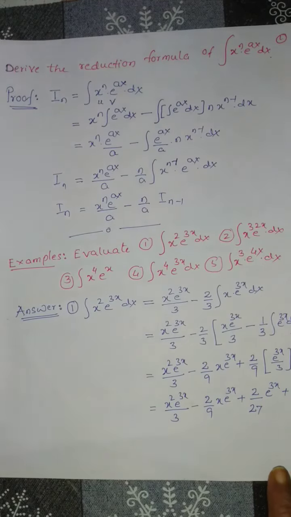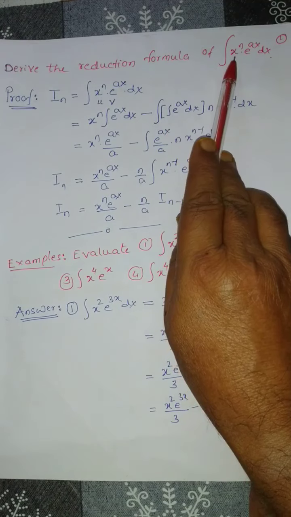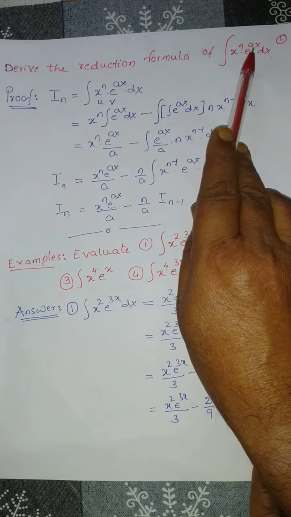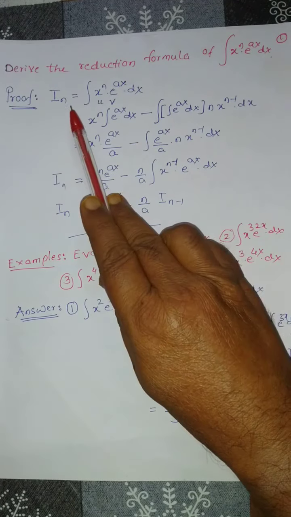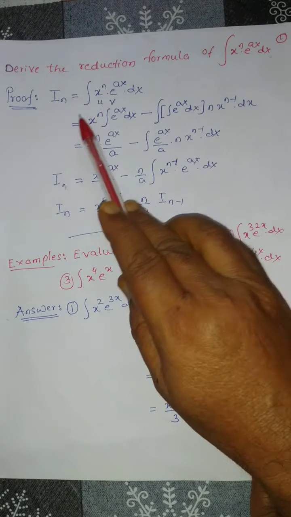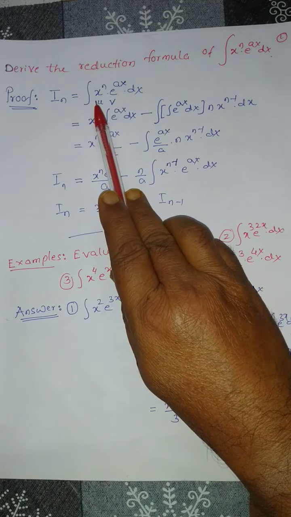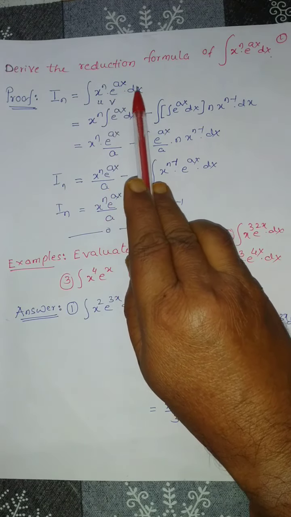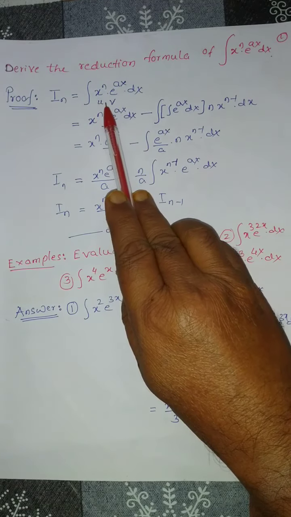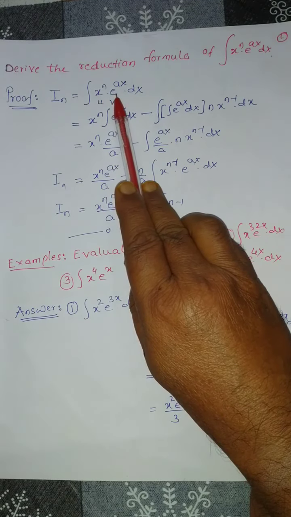Yes, my dear student, we'll take one more reduction formula. It's the reduction formula of x raised to n into e raised to ax dx. Here only n is the variable. a is a constant term. So therefore I take I_n equal to integration of x raised to n e raised to ax dx. It is the u into v method, because algebraic function first, then exponential function.